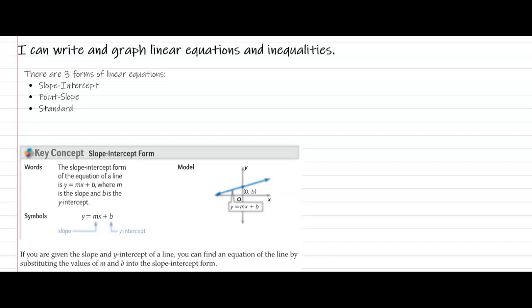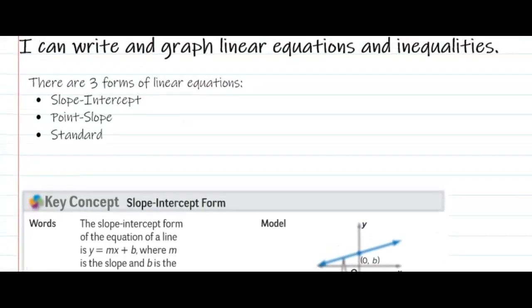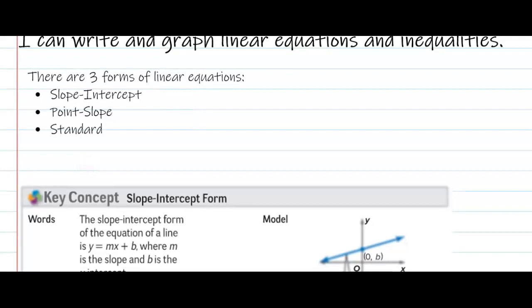In step 6, we're going to be talking about writing equations and inequalities and graphing. This might seem like review from Algebra 1, and some of it we've actually touched on already this year in Algebra 2. However, we're going to focus a little bit more in depth on all of these particular topics.